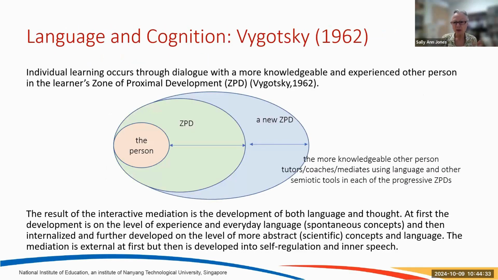And I'm going to expand that a little bit with work from Vygotsky, whom I'm sure you're all familiar with. But just to remind you of that zone of proximal development, the idea of the use of dialogue, verbalization, discourse with a knowledgeable other, and the idea of the development from experience and everyday language, spontaneous concepts, to more complex, more abstract scientific concepts and language.